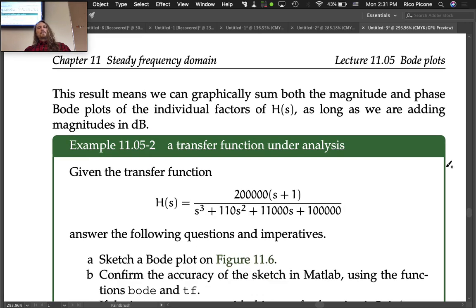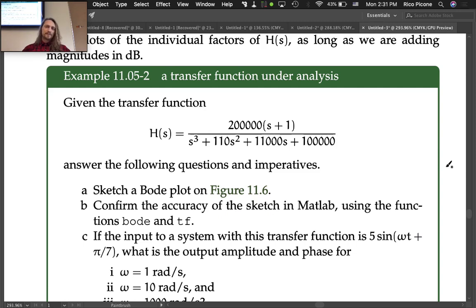Great. So let's do an example. Given the transfer function below, answer the following questions and imperatives. And this is adapted from an exam question. Okay, so for what it's worth, red flashing light, ding, ding, ding, right? Definitely should be paying attention to this example.